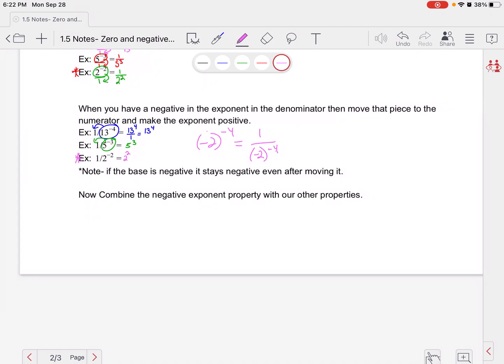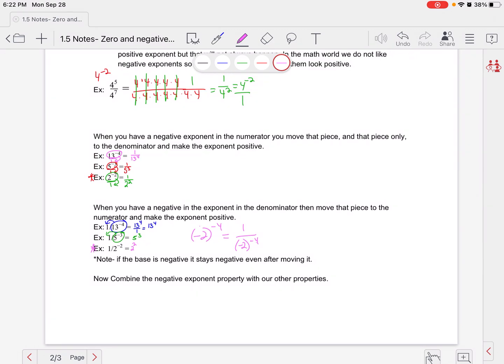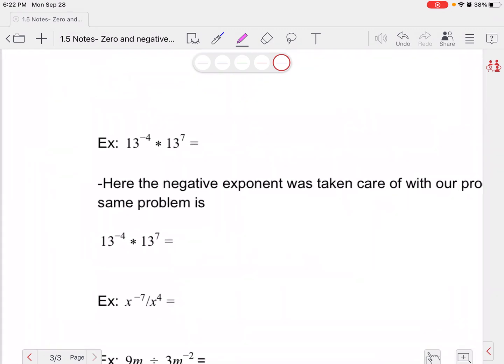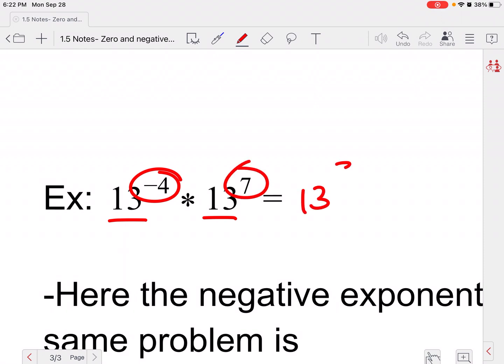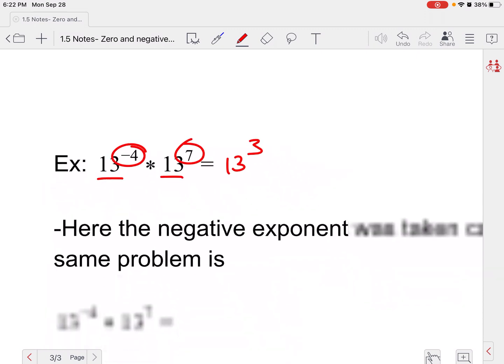Okay, so now let's go ahead and start combining our negative exponent property with some of our other properties that we know. So like here, 13 to the negative 4 times 13 to the 7th. Do not move your negative exponents until you've combined it with everything else. It will just make life so much easier because we don't even actually have to deal with the negative exponents here because they have the same base. I'm just going to add exponents. So this becomes a positive 3, right? So nothing changed. I didn't have to move anything, okay? So unless a negative exponent appears in your final answer, just leave it be, okay?